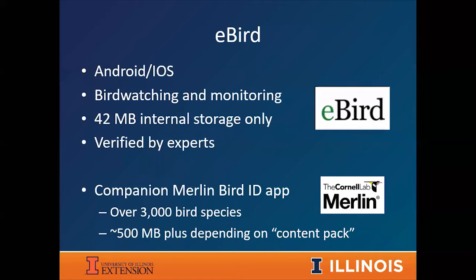The first one of that type is eBird. eBird is available on both Android and Apple again. And as the name implies, it is a database for tracking bird locations, bird watching, and monitoring. The eBird app itself is relatively low on the data needs spectrum, 42 megabytes. And then the data that is entered into eBird is verified by experts.